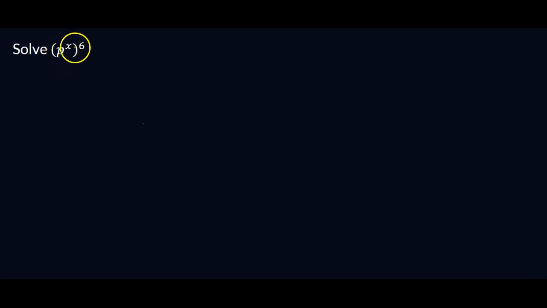So we have p to the power of x, to the power of 6. So this is going to be p to the power of x multiplied by 6, which is p to the power of 6x. The next example, 4 to the power of 2, to the power of 9. So this is going to be 4 to the power of 2 multiplied by 9, which is 4 to the power of 18. We have 5 to the power of 3, to the power of 8.